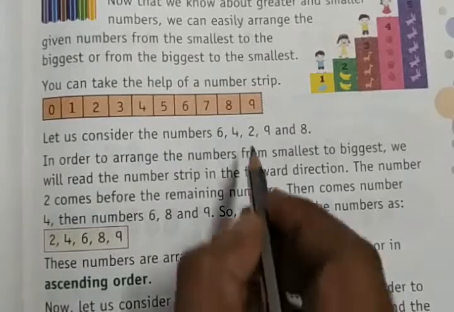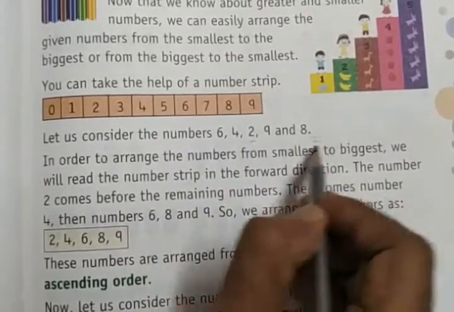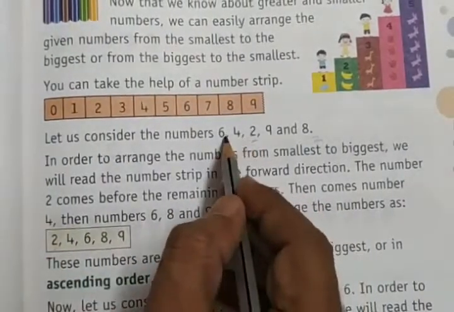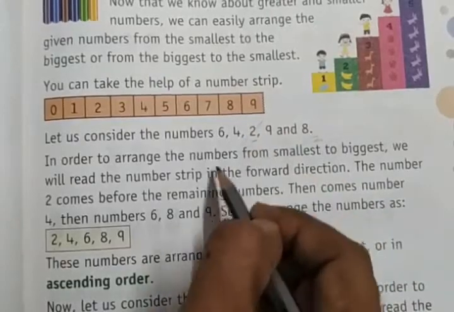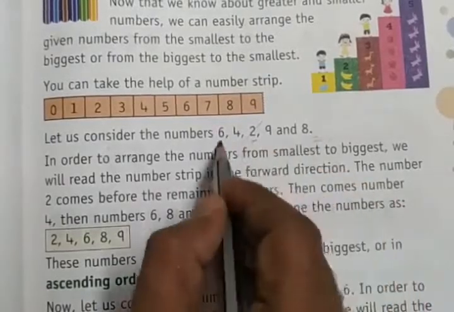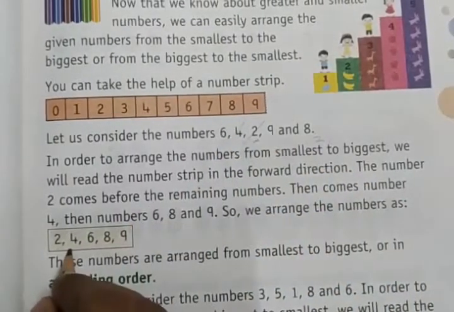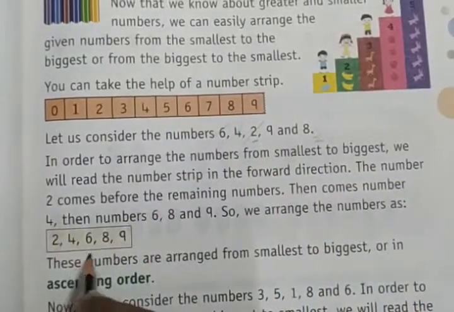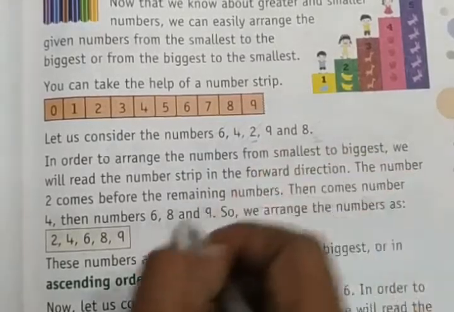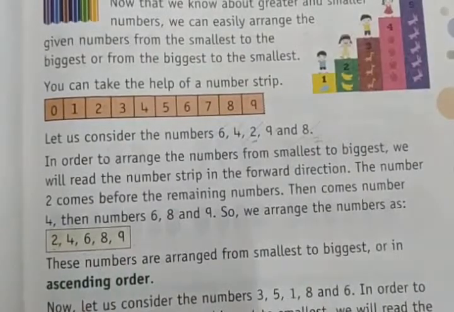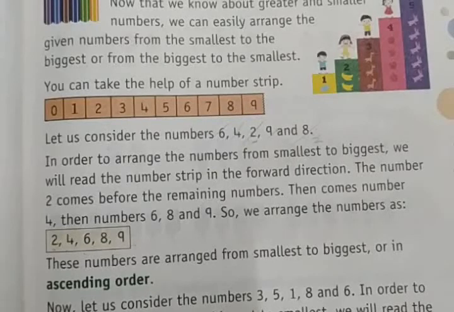Here the smallest number is 2. First we need to write 2. Next we compare 6, 4, 9, 8. The next smallest number is 4. Written here. Among 6, 9, 8, which is the smallest number? 6. We have written 6 here. Then we compare these two numbers. This is smaller, write this down and then the other. So this is called arranging the given set of numbers from the smallest to the biggest. Right?